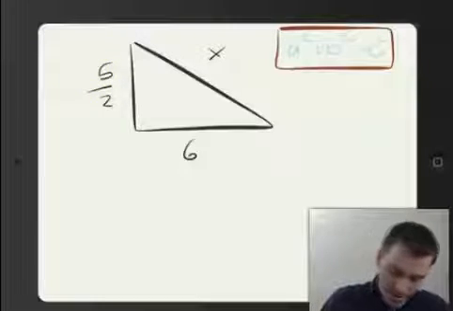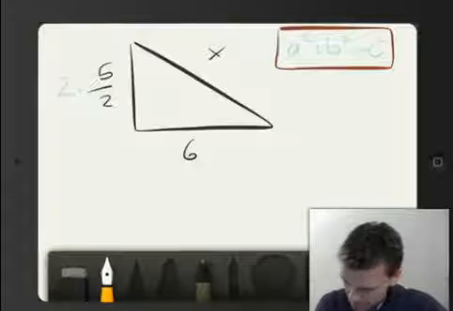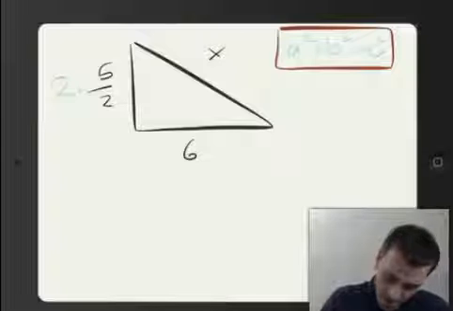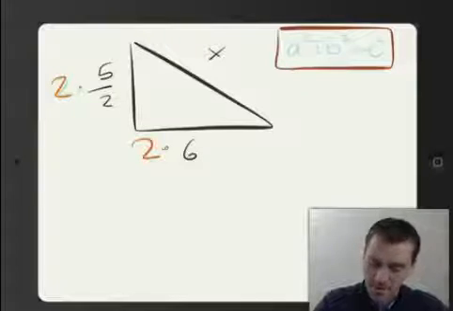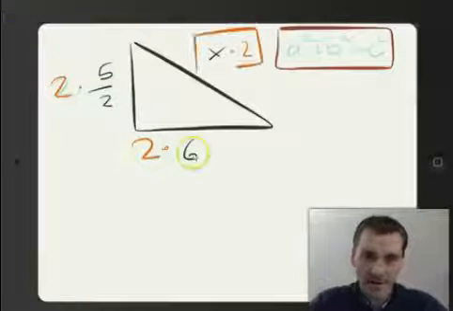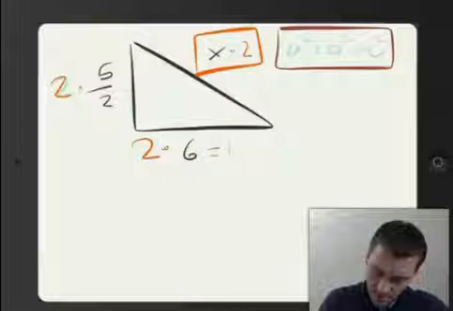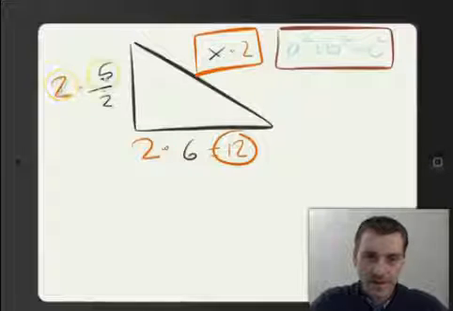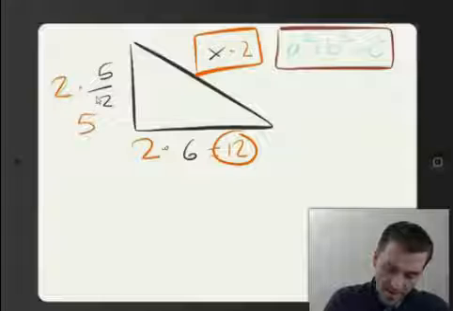So let's do it. I'll multiply this side right here by 2. I multiply this side over here by 2. I'll multiply this side here by 2. And I'll multiply this side here by 2. I'm going to hold off on this a second, though, because you'll see why. If I multiply this right here by 2, 2 times 6, that gives me 12. That's pretty simple. So now that's my side length there. If I multiply this 5 halves by 2, the 2's cancel out. So I'm left with a 5.